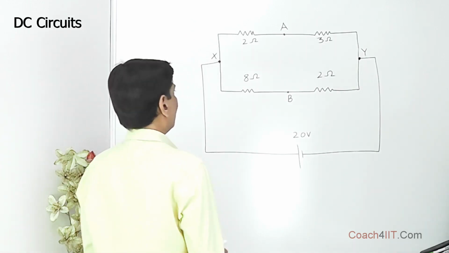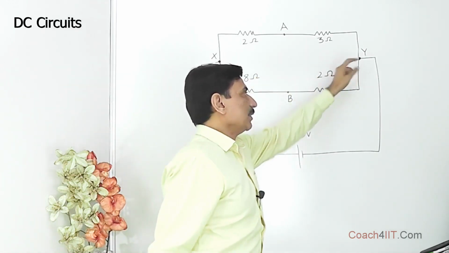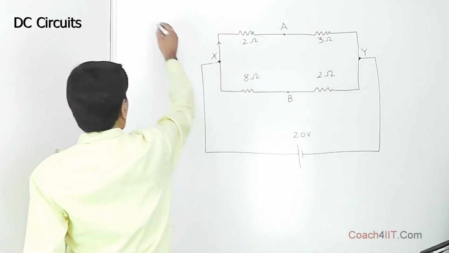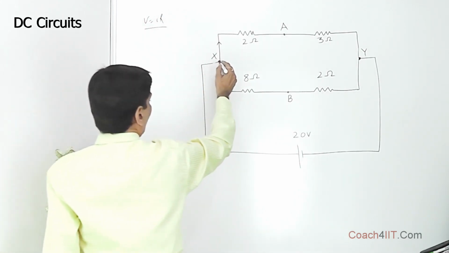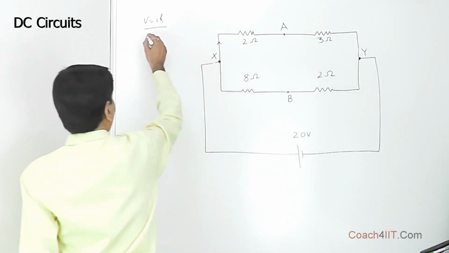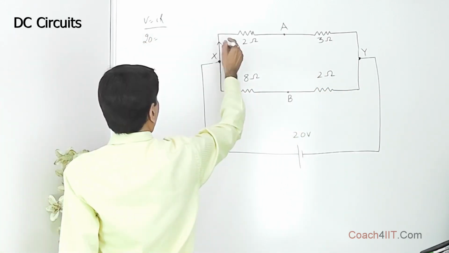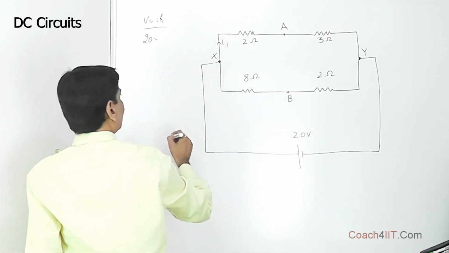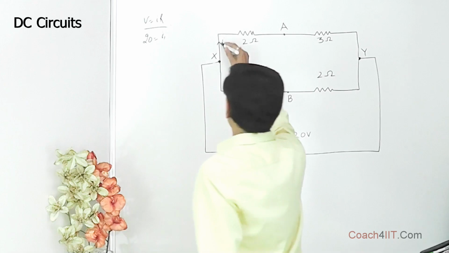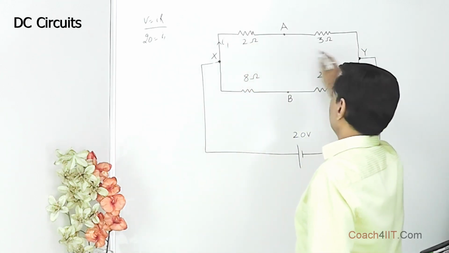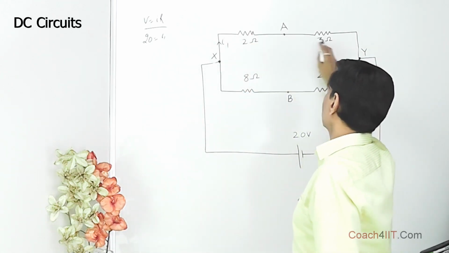Now, if the potential difference across X and Y is 20 volt, if we take this upper arm and apply Ohm's law, that is V is equal to IR, V is the potential difference across XY, that is 20 volt. What is the current? Let's take this current as I1 in this upper arm. I1 into R, the resistance between X and Y of this arm, which is 2 plus 3 because these two resistors are in series.